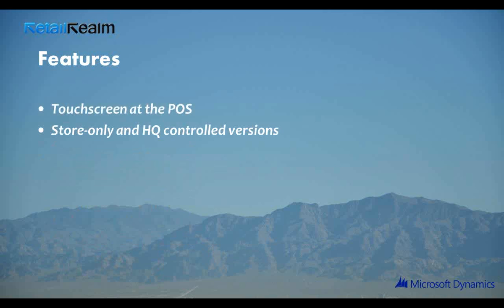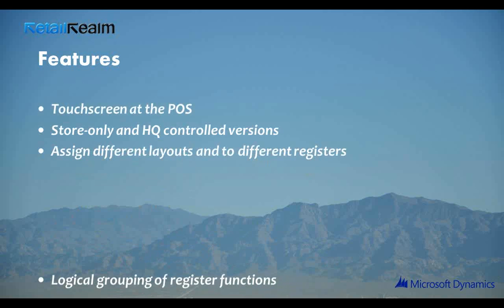You may remember one of the drawbacks of the inherent task pad within RMS is there's no HQ control with it. You can't determine which stores have which task pads, whereas with the Retail Realm one you can. You can assign different layouts to different registers, so you could be working on a layout in the background and then switch them when you're ready to deploy them.